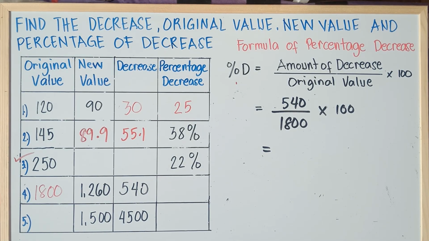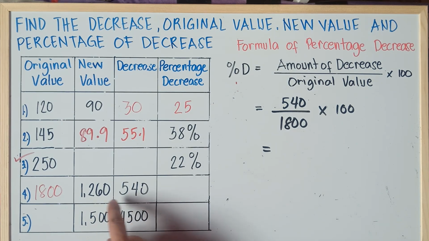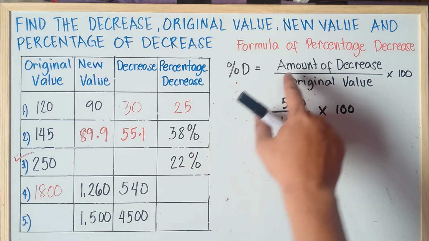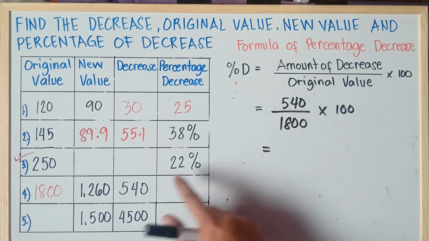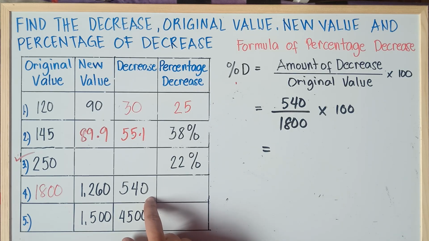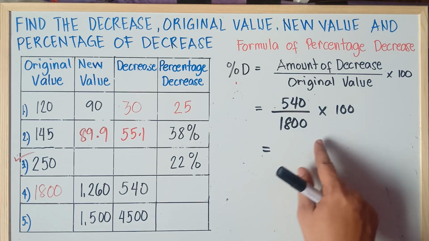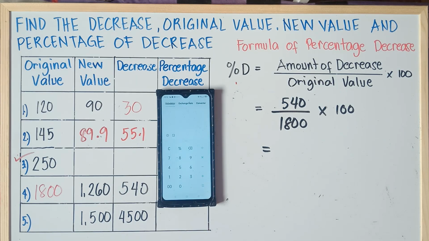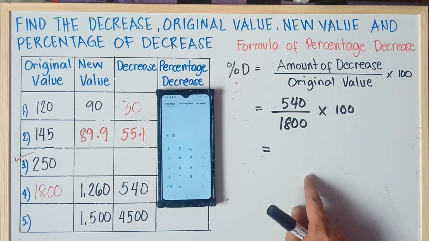Easy, right? For number 4. So once again, if you have given the new value and the decrease, we can just simply add this up. Once you add this up, that would be your original value. And use the formula in getting the percentage of decrease: 540 divided by 1,800, times 100. Simply use your calculator. I hope that your teacher will allow you to use a calculator, especially if you have large numbers.